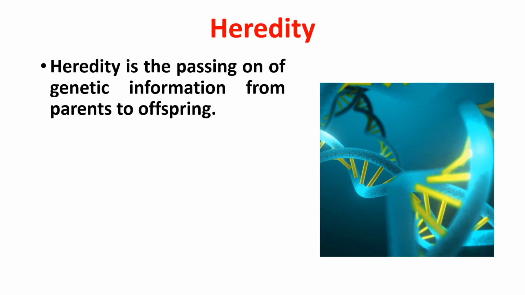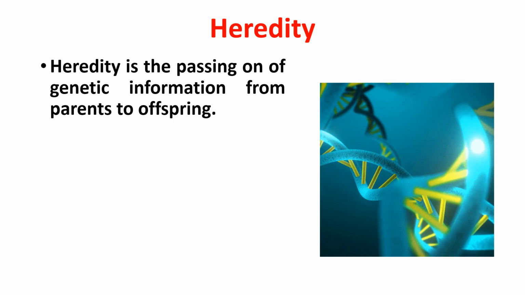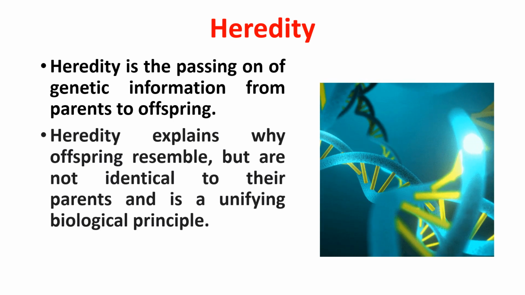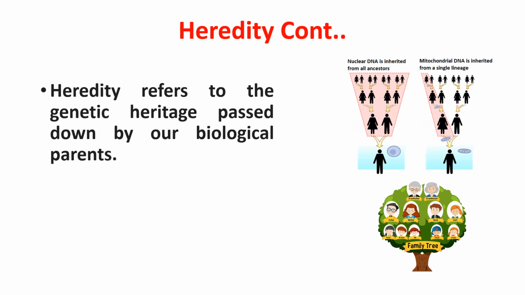Heredity. Heredity is the passing on of genetic information from parents to offspring. Heredity explains why offspring resemble but are not identical to their parents and is a unifying biological principle. Heredity refers to the genetic heritage passed down by our biological parents. It's why we look like them. More specifically, it is the transmission of traits from one generation to the next.